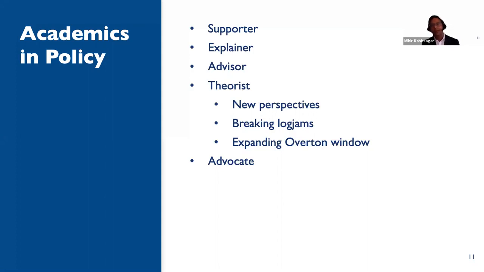The theorist either provides new perspectives or provides a new way of approaching an issue, which I classify as sort of breaking logjams, or you can expand the Overton window. You expand the range of possibilities just by suggesting a different way to look at things. And then you can be an advocate. And that's increasingly a role that some scholars are taking on, where you are trying to advocate for certain policies.